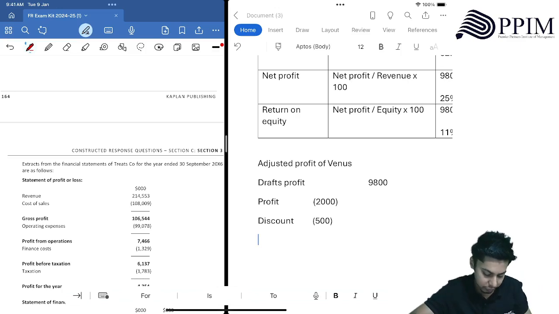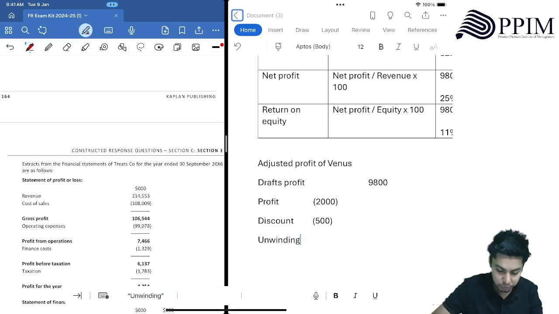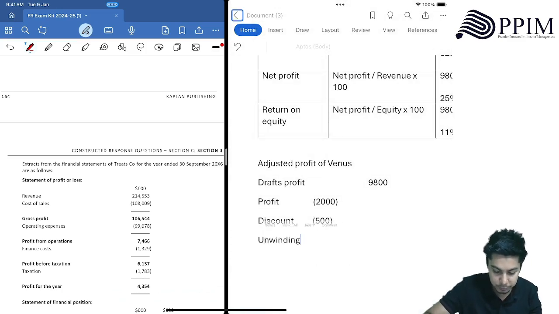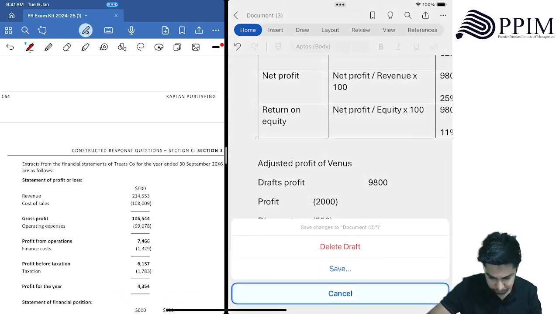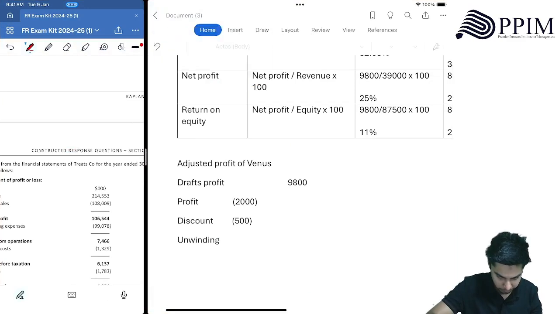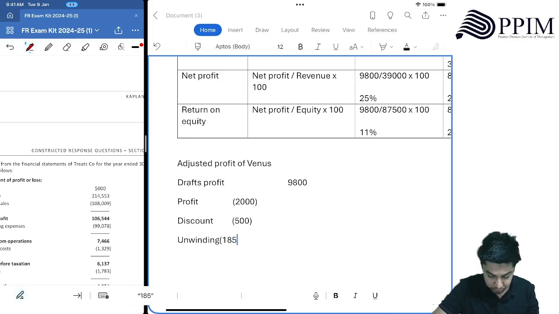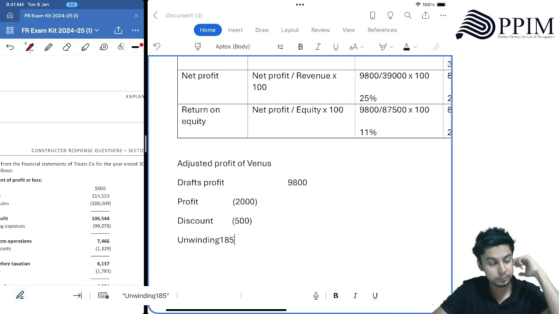Start marking, guys, over here. Unwinding of discount. So it's like interest. Now, guys, interest is normally what? Expenses. Right, minus 185, sorry, plus 185, because I have to now add back to my profits. Okay, are we all okay with that part?